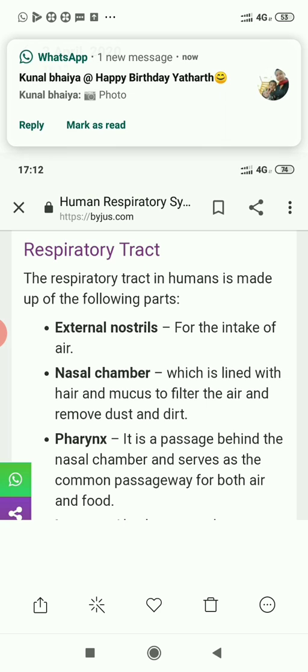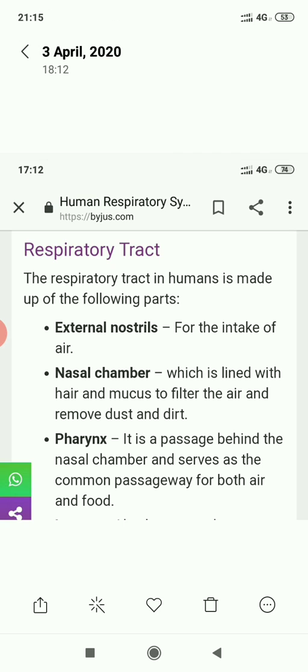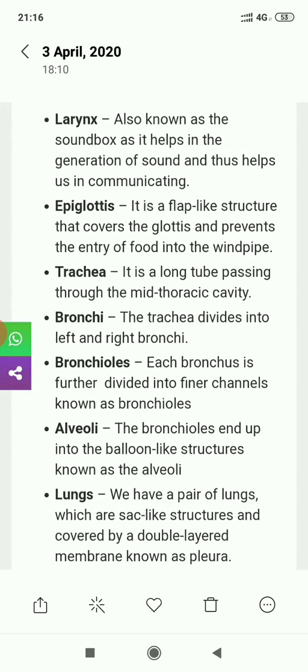Now we will discuss the main respiratory tract. The respiratory tract is made up of the following parts. Number one is the external nostrils, so that we can inhale the air. Then the nasal chamber, where hair and mucus are present to filter the air and remove the dust and dirt. Then again, the pharynx is there. It serves as the common passageway for both air and food. After the pharynx, the larynx is there, which is known as the sound box, as it helps in the generation of sound and thus helps in communicating.